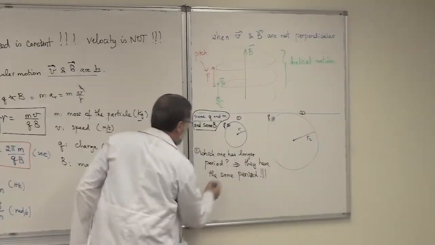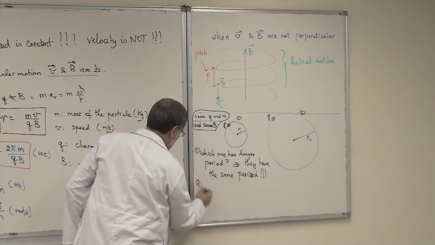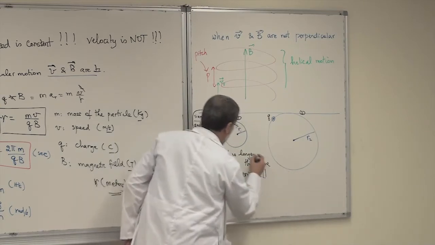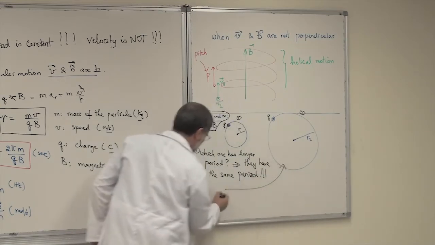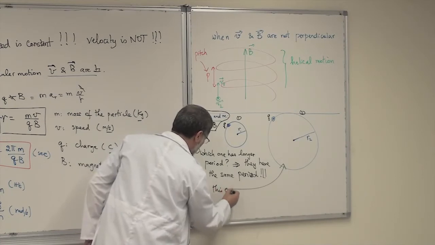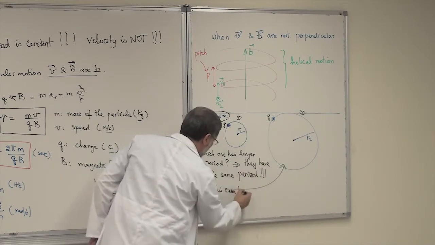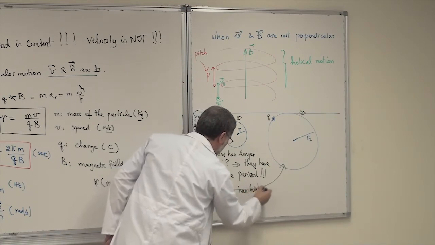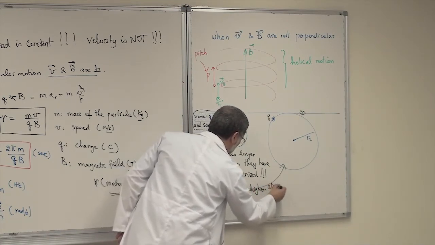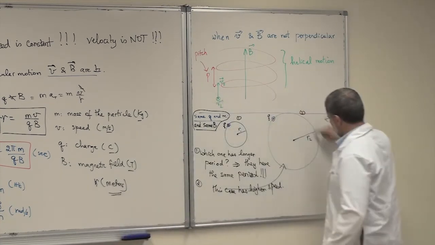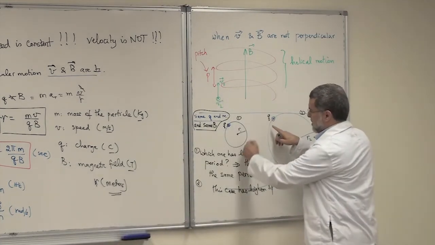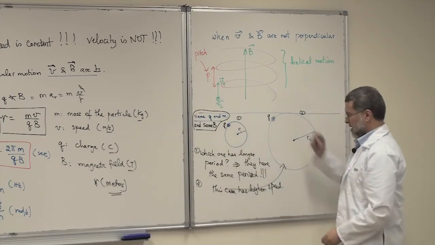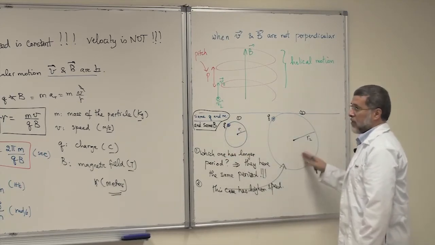So number 2, this case here has higher speed, and therefore, by having a higher speed, it will make this revolution in the same time as this one here. This one has a slower speed, and this one has a higher speed. Okay, so that's the point. Okay, this is important.